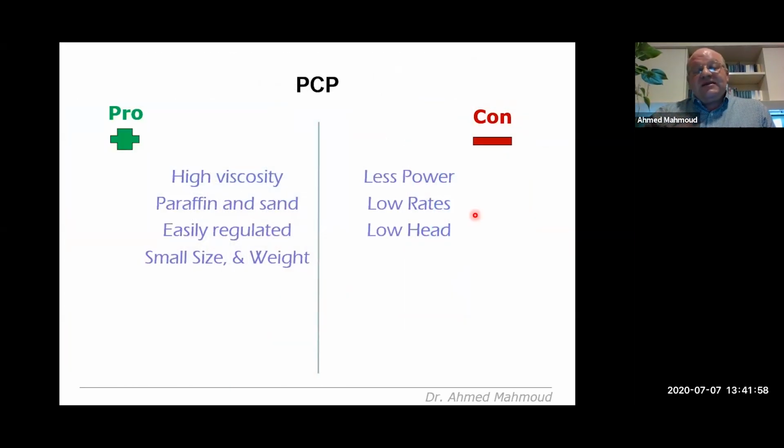Okay, the pros: it is basically used for high viscosity. It's one of the best methods used in high viscosity applications. Paraffin and sand can still be handled, and it is easy to regulate, very simple, very easy to install, very easy to repair, and very easy to maintain. Again, one of the most loved artificial lift methods. The cons: it's less powerful than other systems. It only delivers low rate and low heads, and we'll see towards the end of this lecture that even depth-wise, it's not that good.